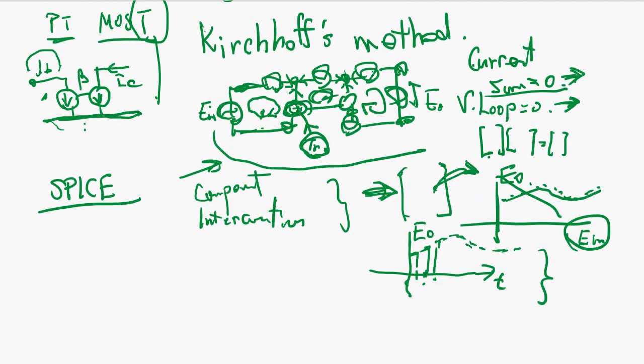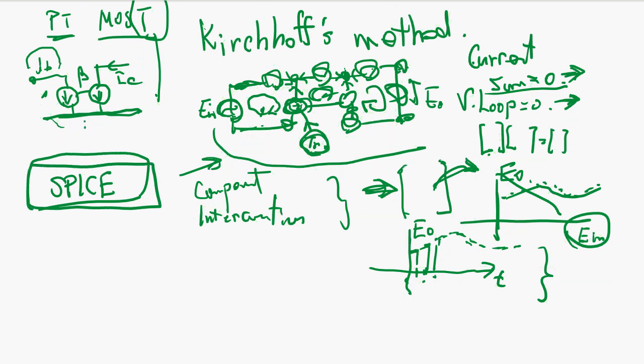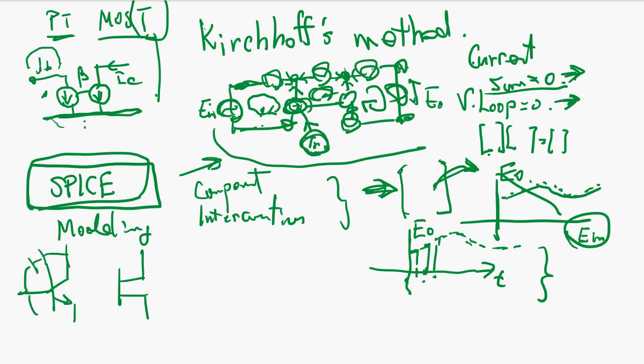Now it's very convenient, so you should learn how to use SPICE. It's not that difficult. The difficult part is modeling. What is modeling? Okay, say a transistor is not just transistor operation. When it comes to time domain, there is so-called parasitic capacitance between nodes.